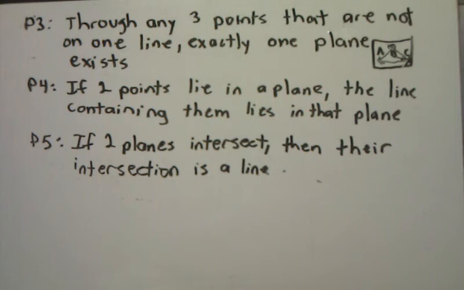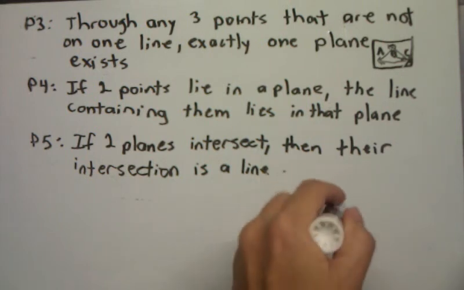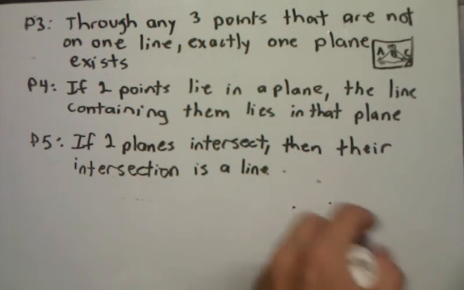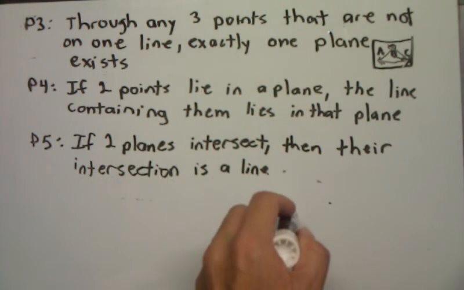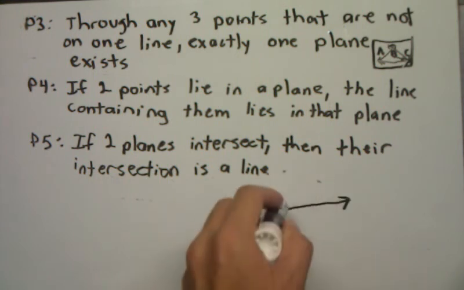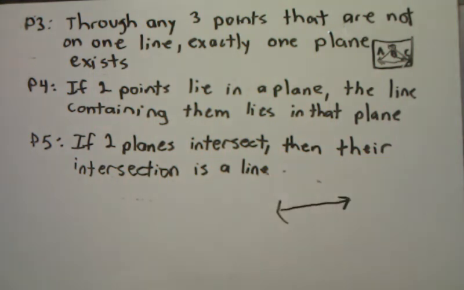Okay, look at postulate number 2. Postulate number 2 says through any two different points exactly one line exists. So the answer to number 2 is 1. You can only have one line. It makes sense, right? If I make 2 points, I can only draw one line connecting those 2 points. Can you think of another line that I can draw containing those 2 points? No.